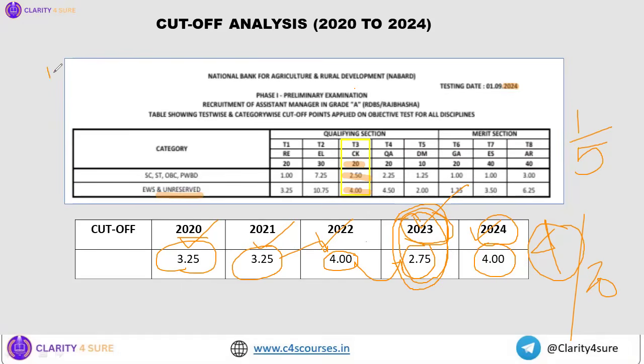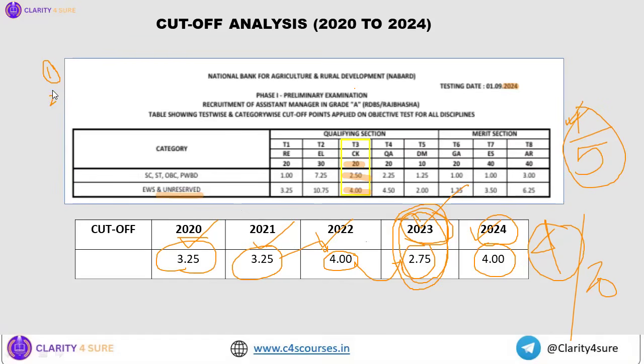So from this slide, what are the key takeaways? Number one is that the cutoff has ranged close to this 1/5 over these 5 years. It has ranged around this 1/5 of the total marks.